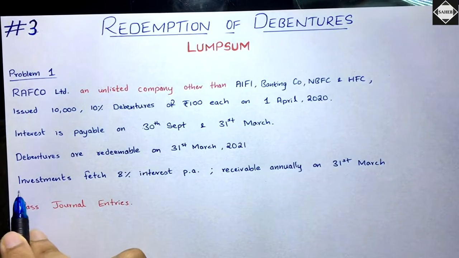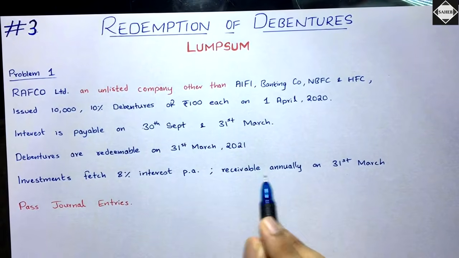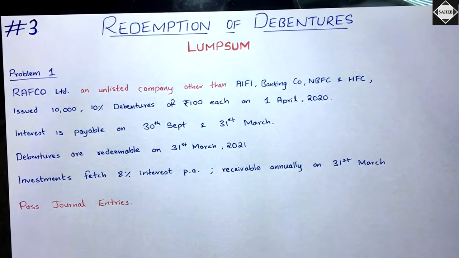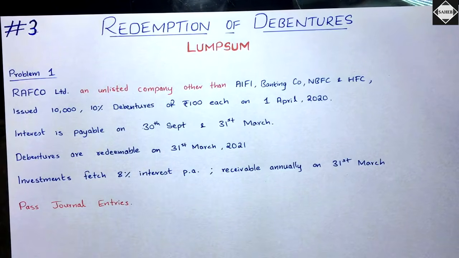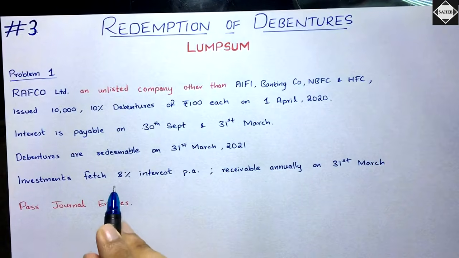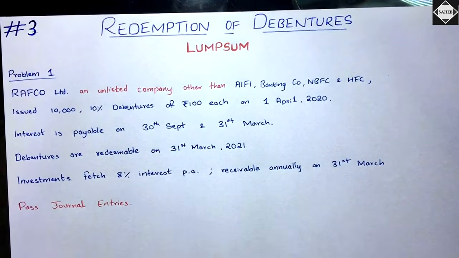Then you have here, investments fetch 8% interest per annum receivable annually on 31st March. Now here they are talking about the investment. Which investment? DRRI. We are going to invest our money, and on that we are going to receive the interest, and here they are talking about that thing only. 8% interest we are going to receive annually on 31st March.